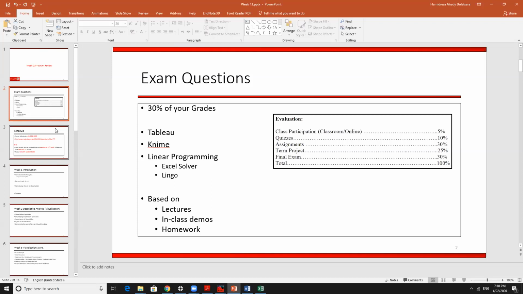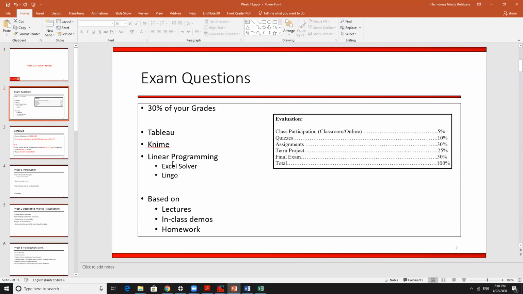Professor, so the exam is going to be based on these three formats? Yeah, you have three types of questions. I evaluate your knowledge in Tableau, basically visualization knowledge. I evaluate your knowledge in predictive analysis or machine learning using KNIME or Python. Some of you are happy to work with Python, that's fine, but you can do it in KNIME. And the last part is linear programming.